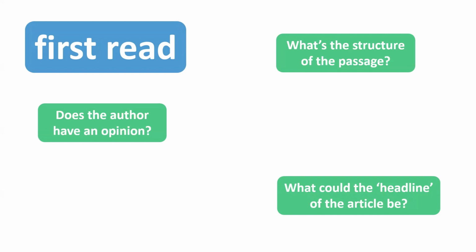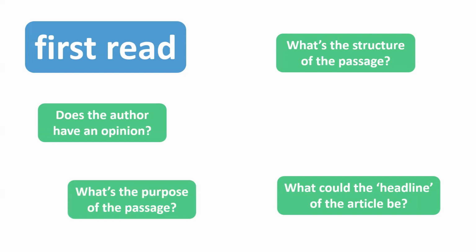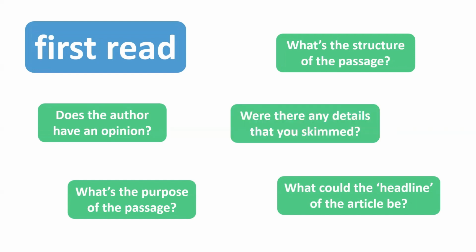What was the structure of the passage? I hope you noticed there were 2 paragraphs. How did they relate to each other? What was the purpose of the passage? What was the author trying to achieve? Were there any details that you skimmed and might need to come back to? Let's take another look at the passage.